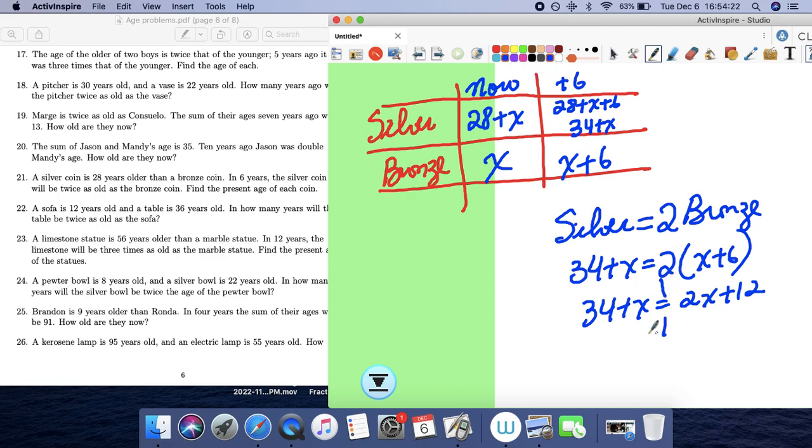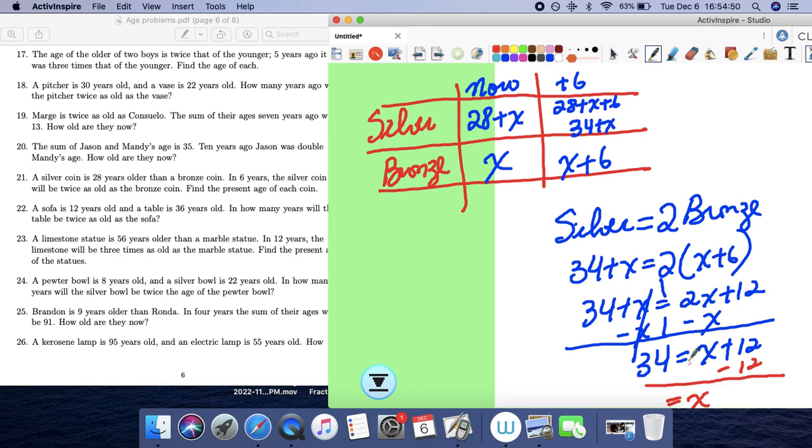We have variables on both sides. One of them has to go. Let's get rid of the plus X by doing minus X. If I do minus X on the left side, I have to do minus X on the right side. Plus X and minus X becomes 0, so 34 is the only thing left over on the left side. 2X minus X is X, and then plus 12. To isolate the variable, I get rid of the 12 by doing minus 12 on both sides, and this becomes 22. So X equals 22.